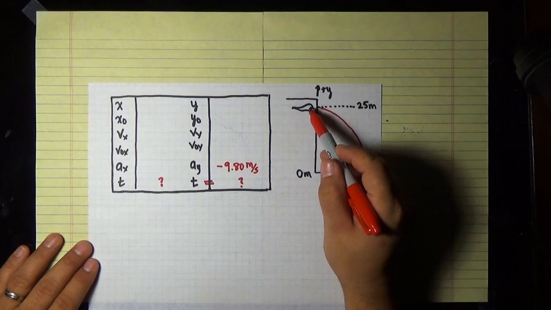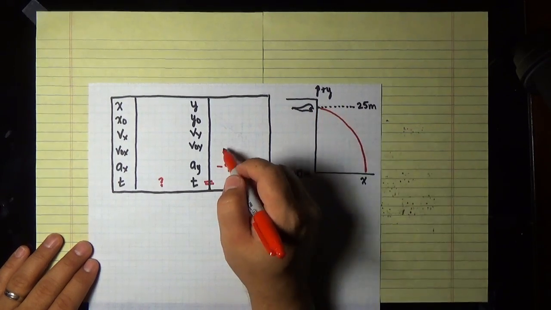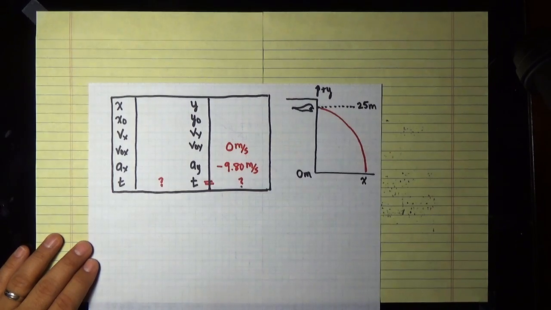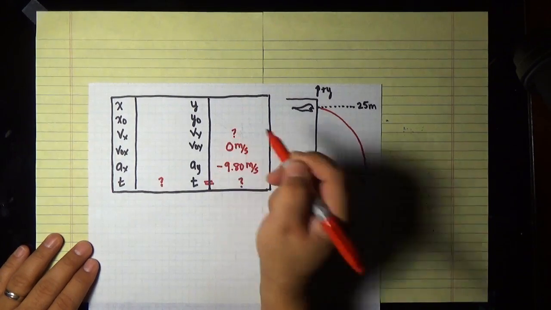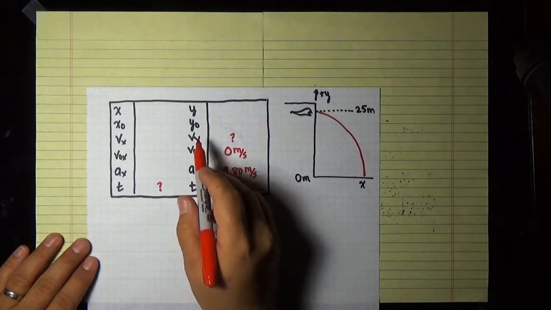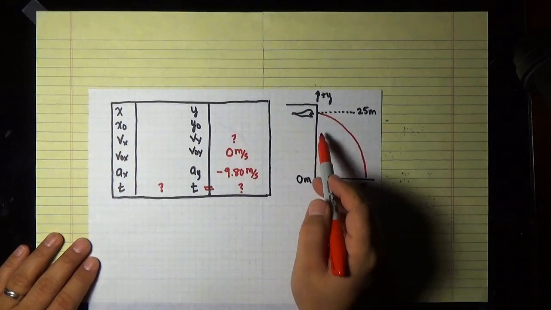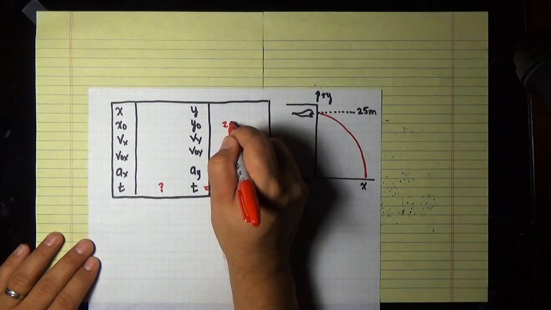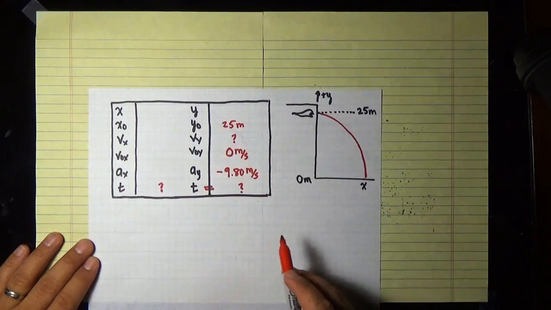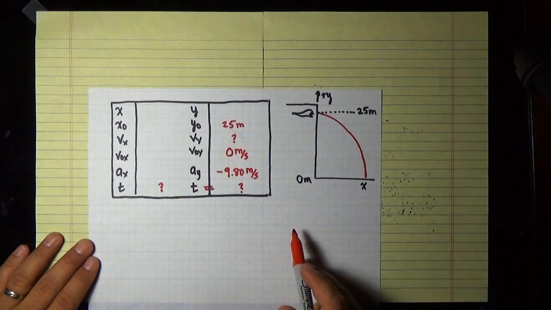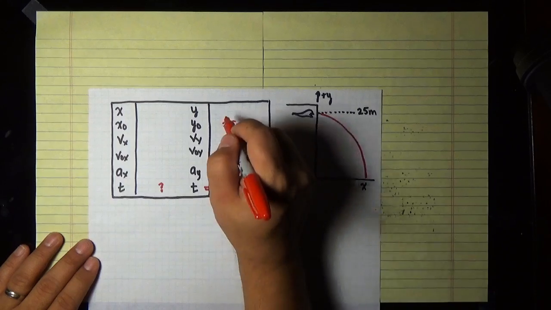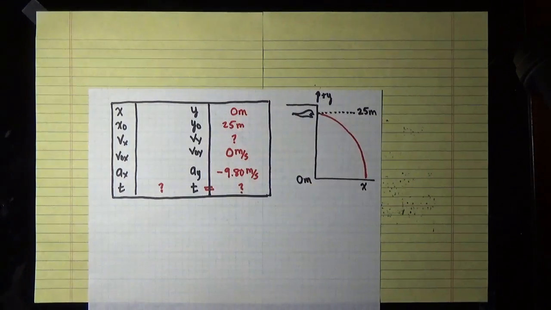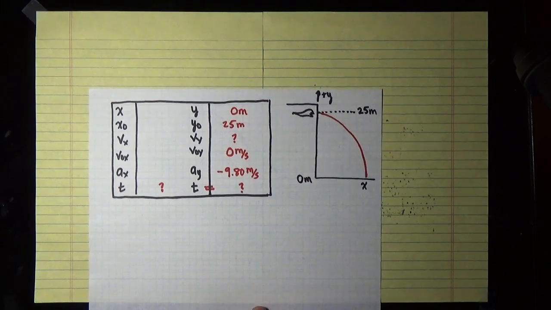The graboid emerges horizontally, so its initial y speed is 0 meters per second. We don't know what the final y speed is. y naught is the initial y coordinate that it emerges from. We said that was 25 meters. And y final is the y position where it ends, and that is at y equal to 0 meters. Okay? So that's the vertical information.